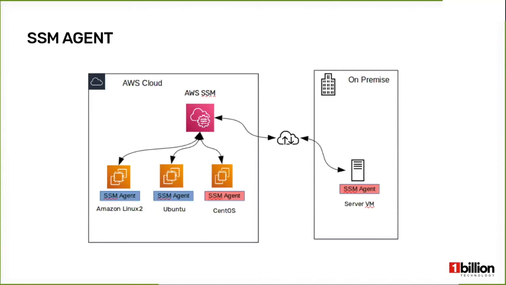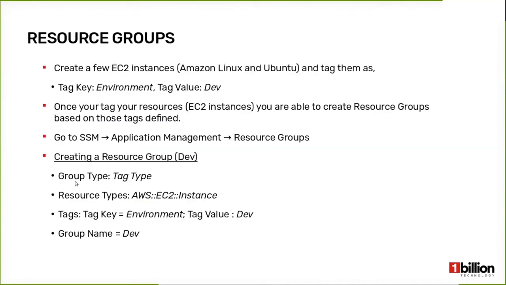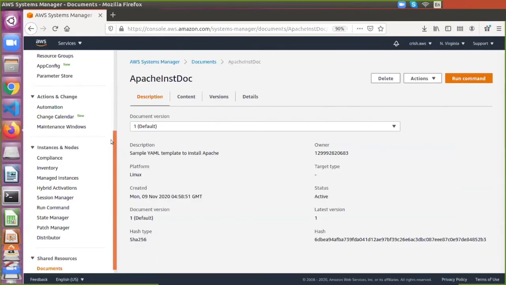Once you do the SSM agent installation, you just have to add a role to that, the system role, as I explained. You can see this is from the AWS documentation: Amazon Linux, Amazon Linux 2, Amazon ECS-optimized AMIs, and Ubuntu. These are the only ones which come with pre-installed agents. So I'll go back, and that will be easier for you to understand.